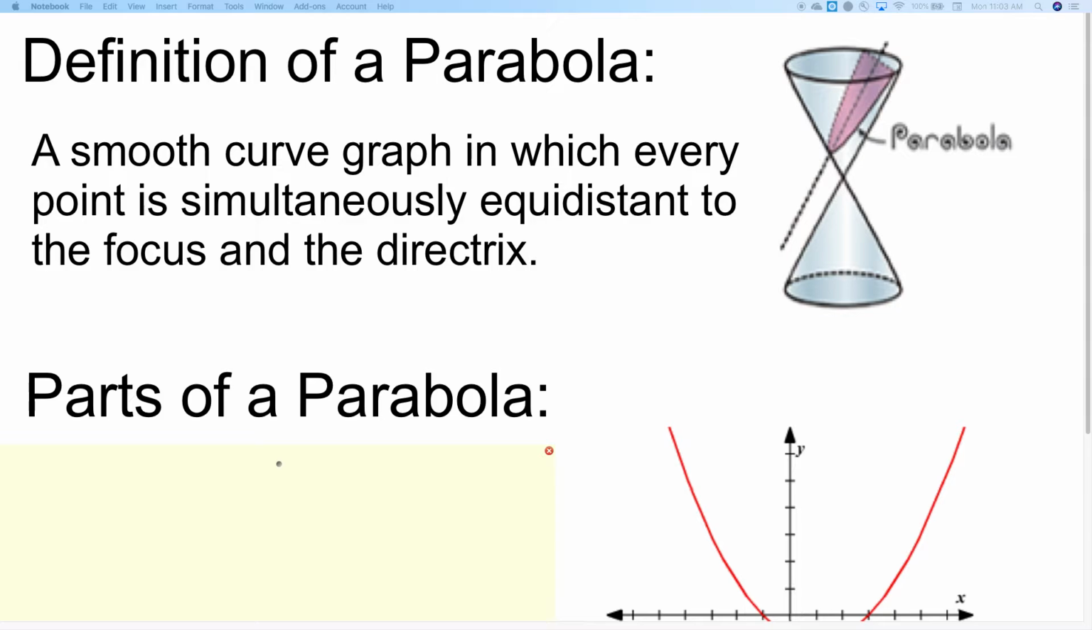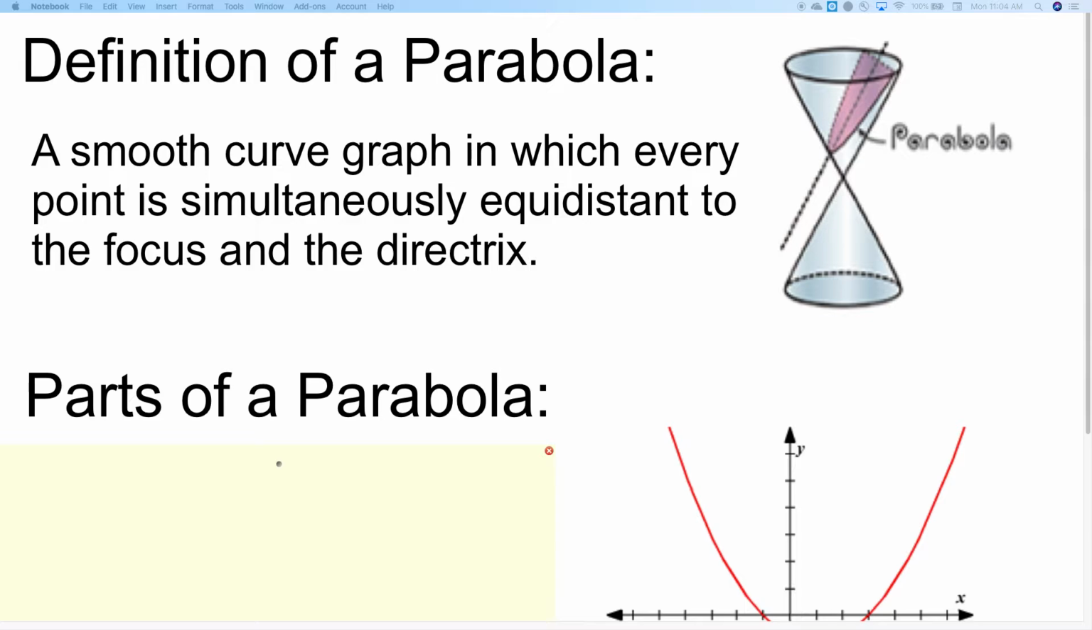All of our definitions for the four shapes that we say will start off with a smooth curve graph. So remember, we are not looking at what we call the degenerate conic sections. They are not smooth curves. Okay, now I'm actually going to come back up to this definition, but we need to talk about the two words that we don't know, focus and directrix.